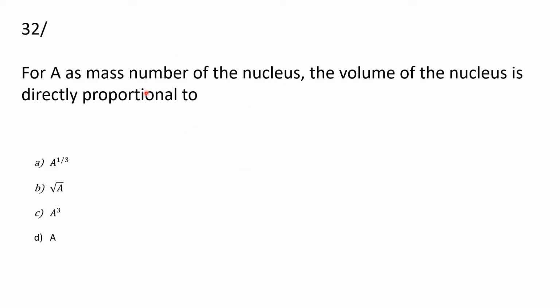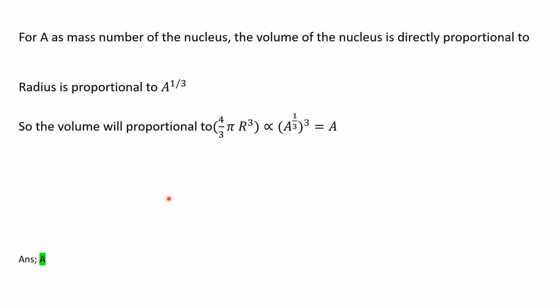Then, for A as the mass number of the nucleus, the volume of the nucleus is directly proportional to, and the options are A to the power 1 by 3, root A, A cube, and A. And we know that the radius is proportional to A to the power 1 by 3. So the volume, which is 4 by 3 pi r cube, will be proportional to r cube, which is proportional to A. So the answer is A.